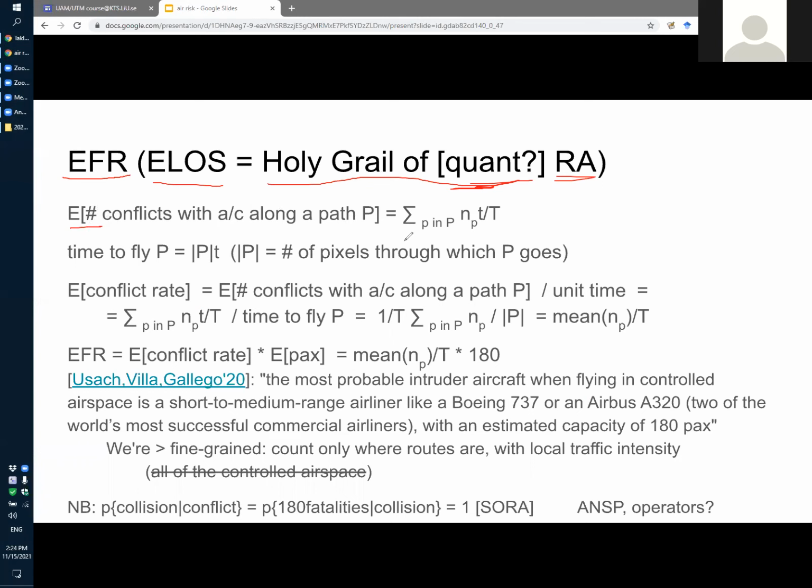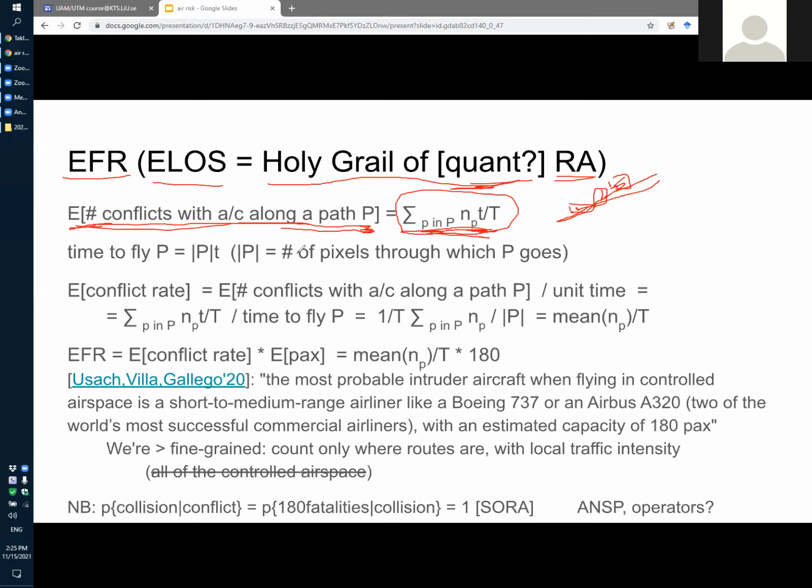Anyway, if we know the expected number of conflicts with aircraft in every pixel, then if your drone goes along a certain path P, you sum up the expected number of conflicts over all pixels in P, and that gives you the expected number of conflicts along a path. Okay, so I'll try to draw pixels. Maybe these are pixels, and your drone goes like this through the pixels, and in this pixel it has a certain expected number of conflicts, here another expected number of conflicts, and so on. So over the whole path, the expected number of conflicts is of course the sum over all pixels through which the drone passes. That's the expected number of conflicts in a path.